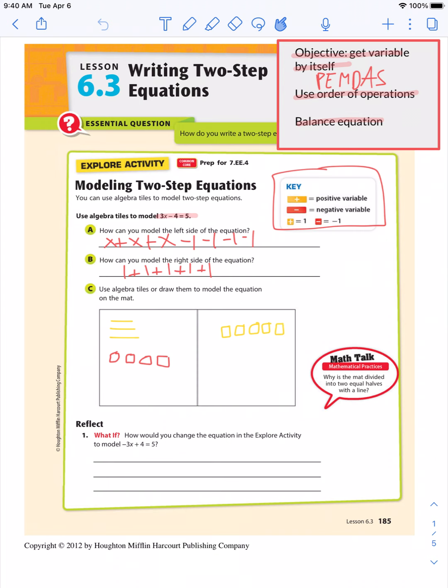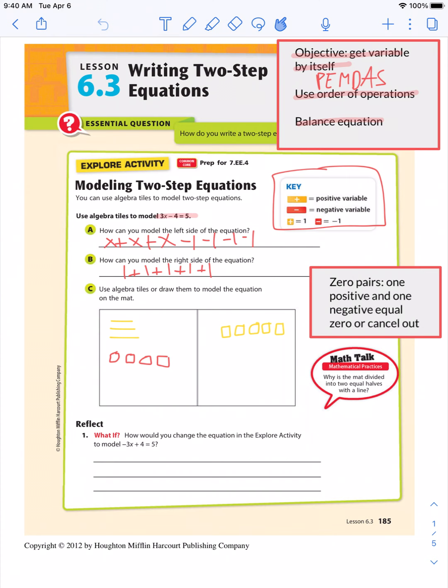Another thing to review are zero pairs, or opposites. One positive and one negative equals 0 when we add them together, so they cancel out. So remember, my objective is to get x by itself. That means I want to get one of these bars by itself so I know what x is equal to.